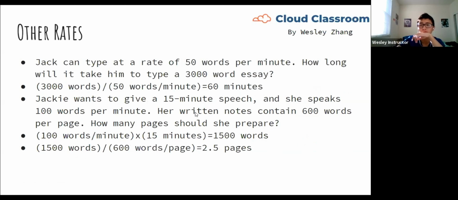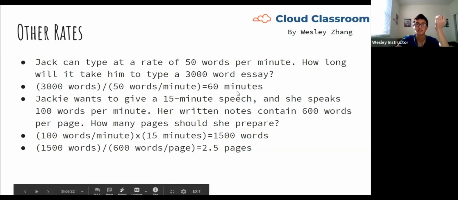All right, here's some other rates. Jack can type at a rate of 50 words per minute. How long will it take him to type a 3,000 word essay? It's pretty much the same thing as speed. 3,000 words divided by 50 words per minute. The words cancel out. The minutes go on top because you're dividing by minutes, and minutes is on the bottom. So 60 minutes. So it takes him 1 hour.